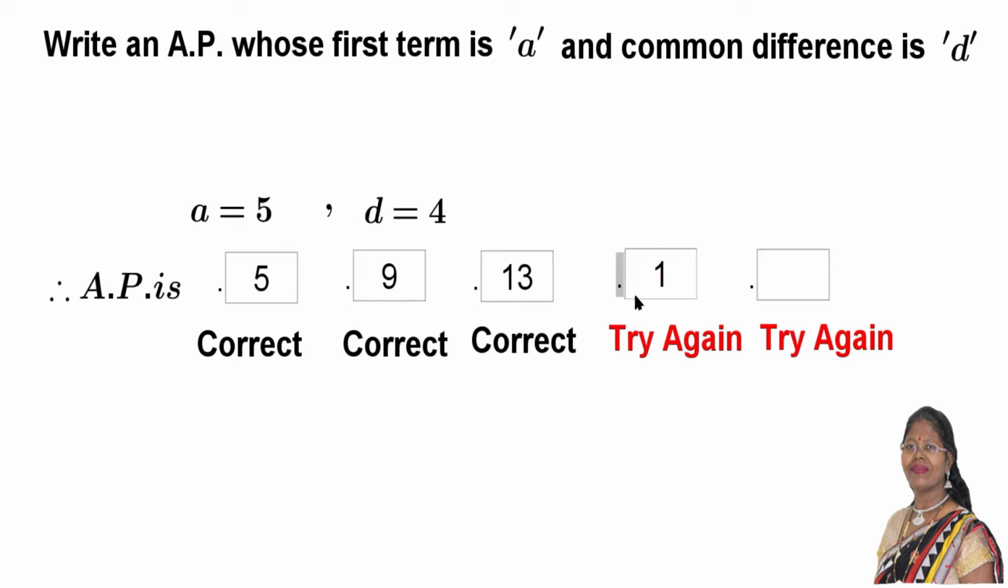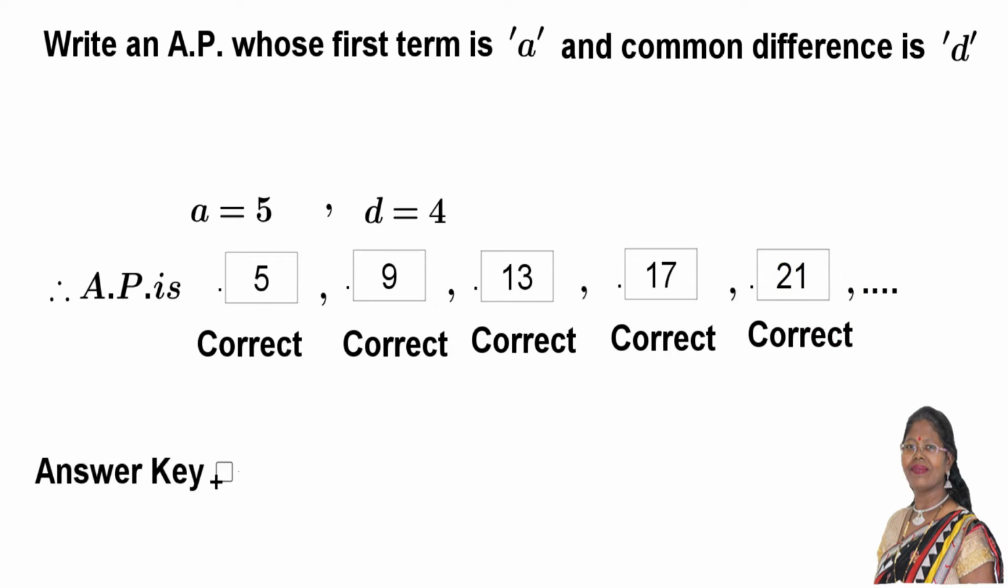Then 13 plus 4, it becomes 17. Yes, it's correct. And 17 plus 4 is equal to 21. Let's see if it's correct or not. Yes, it's correct. If the answer is correct, you will get a correct sign. Here the answer key is given. Let's see. 5, 9, 13, 17, 21. Yes, same. The answer key and our answers are the same. That means we solved correctly.